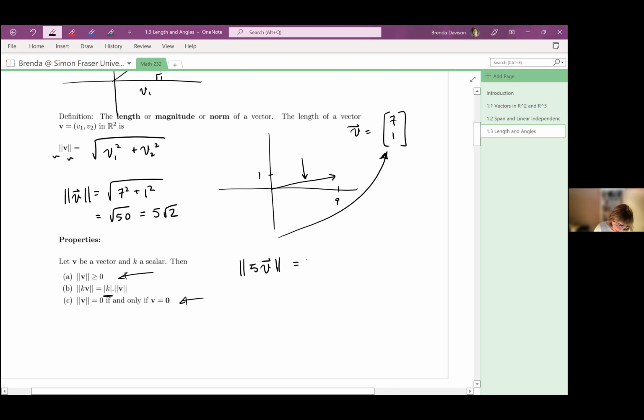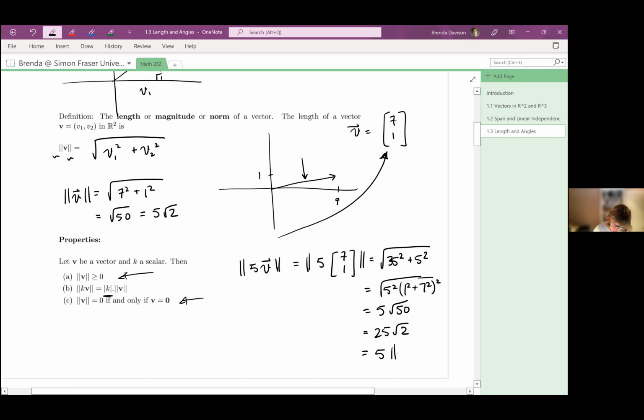And that is going to be the norm of 5 times (7, 1). And that is going to be the square root. Let's see, 5 times, what did I pick such big numbers? 35 squared plus 5 squared, like that. And then I'm going to put that as the square root. I'm going to factor the 5 squared underneath here. 1 squared plus 7 squared. There it is. And that's going to be 5 times the square root of 50. And that is going to be 25 root 2. And you'll see that that is, in fact, 5 times the norm of v.